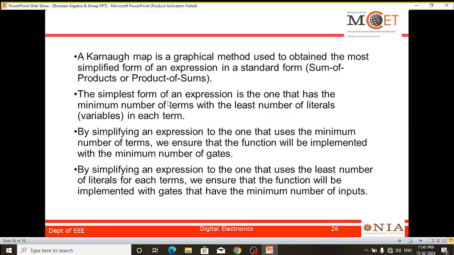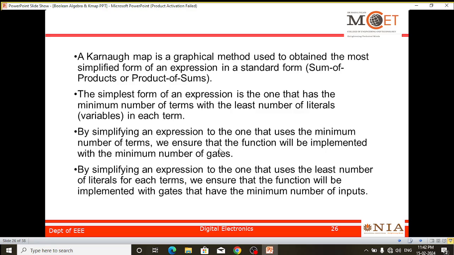So finally, what is concluded with the help of Boolean algebra or K-map? Compared to minimizing the Boolean function using Boolean algebra, the K-map is easier. We express the minimum number of terms in the Boolean expression, using the least number of variables in each term. When we simplify the expression to use the minimum number of terms, we ensure that the function will be implemented with the minimum number of gates. So those are the main points to always remember.